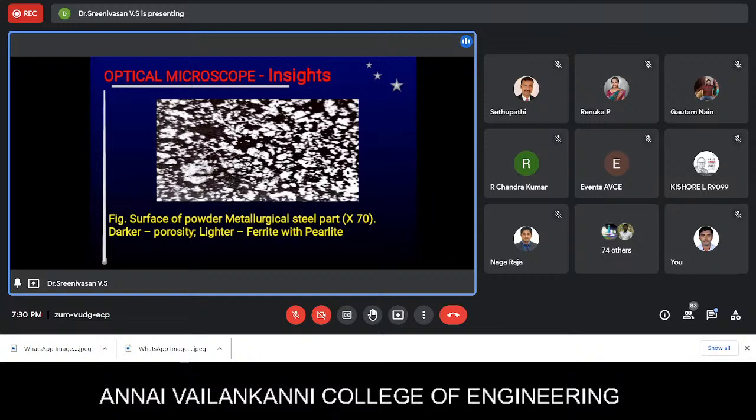We can also identify porosity in a powder metallurgical part. This diagram indicates the surface of a powder metallurgical steel part. Here the darker element represents the porous part available in the specimen, and the lighter element represents ferrite with pearlite.